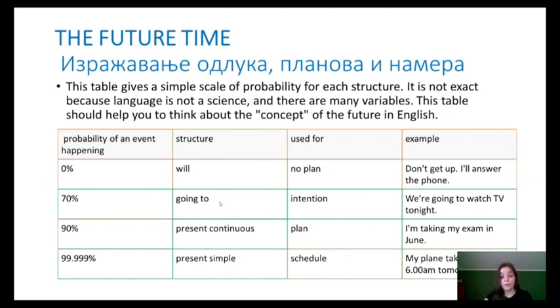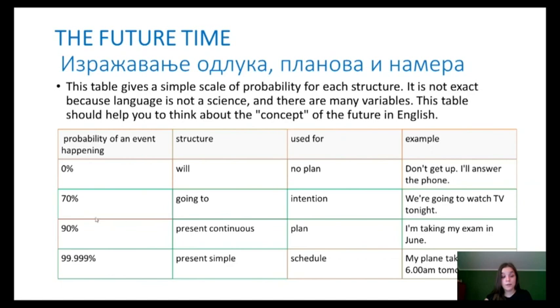Structure be going to or going to. There is at least 70% probability of something happening. This is an intention, so something we plan to do in the near future. We are going to watch the TV tonight.